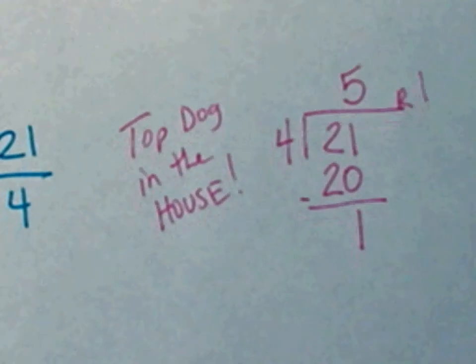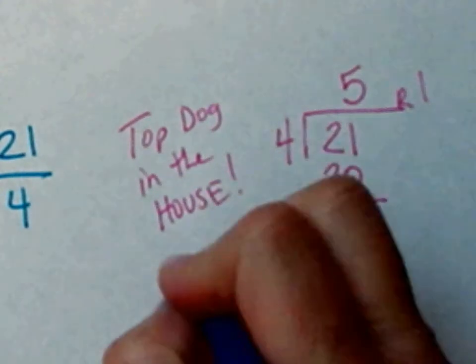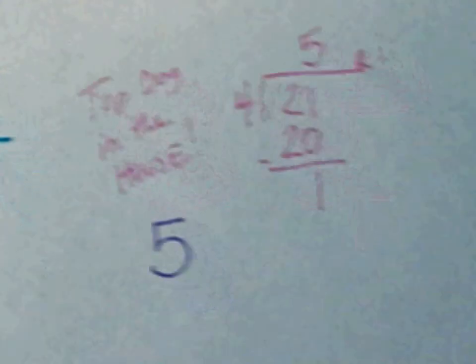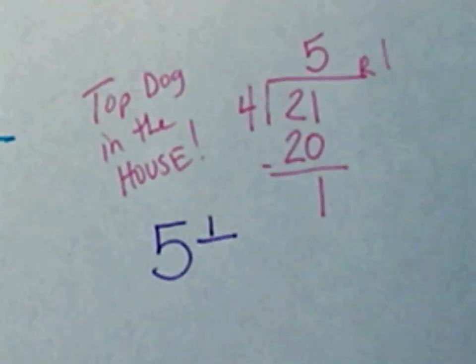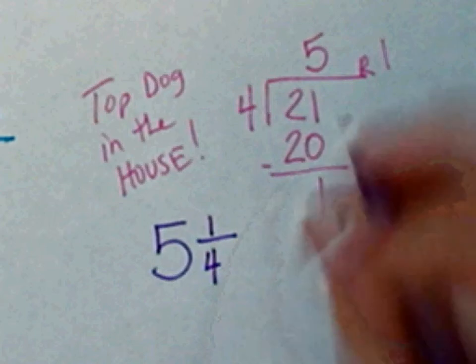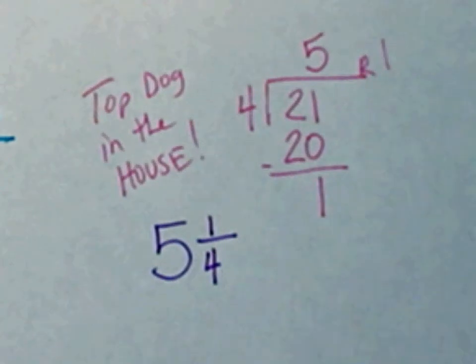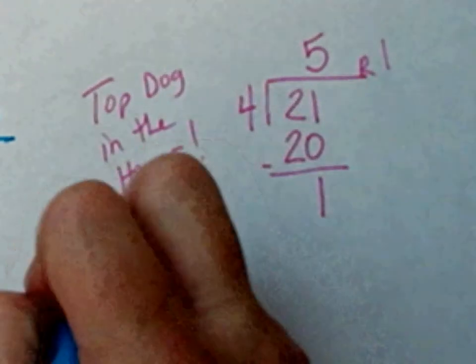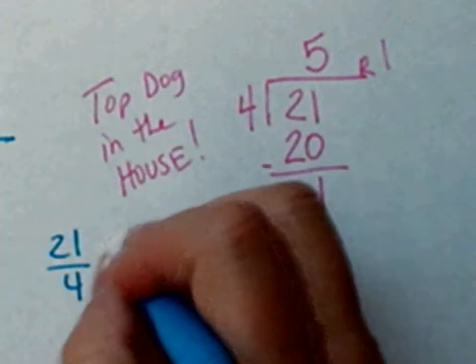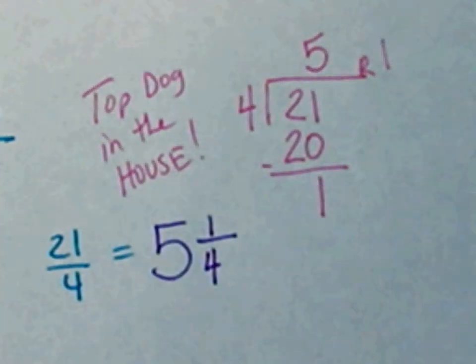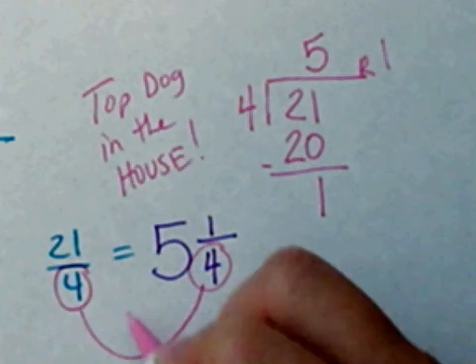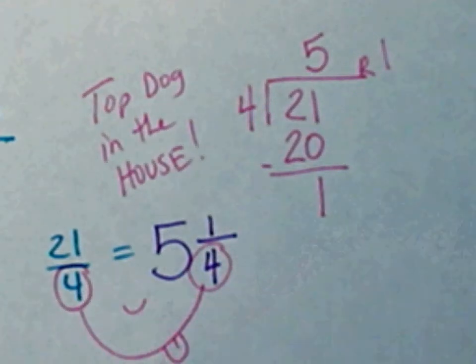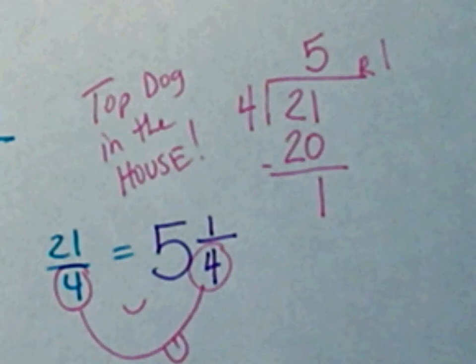How do we pull these numbers? My whole number is my 5. My leftover, or my part, is 1 over my total of 4. That means that 21/4 is equal to, or the same as, 5 1/4. Now I always want to go back and check, make sure that I have my denominators the same.